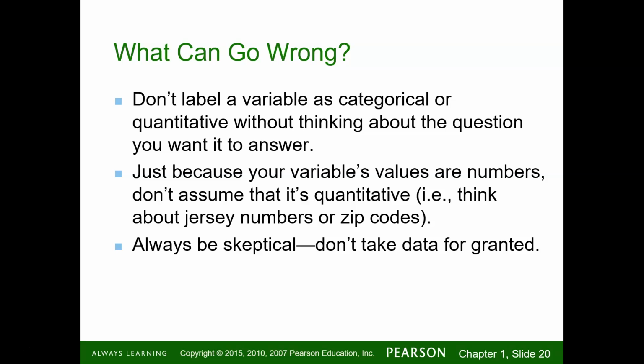What can go wrong? Don't label a variable as categorical or quantitative without thinking about the question you want to answer, because those can go back and forth depending on what you're looking for. Just because your variable is numbers, don't assume that it's quantitative. Like the jersey number on a player, the zip code, the social security number like we talked about.